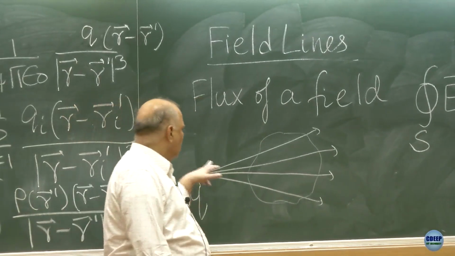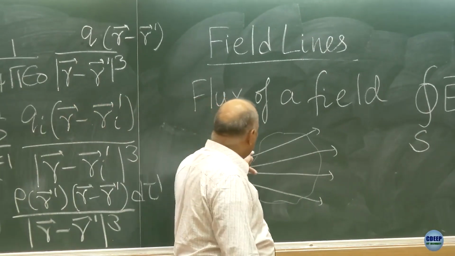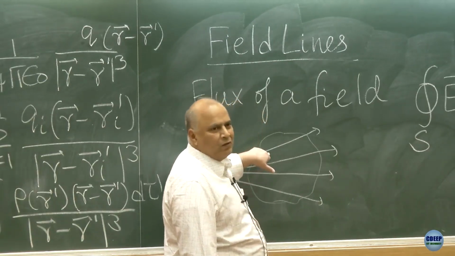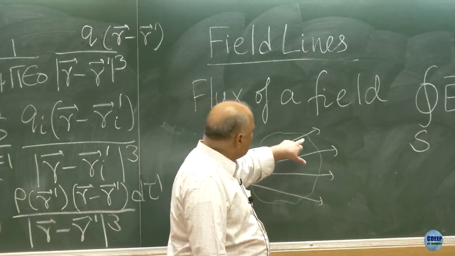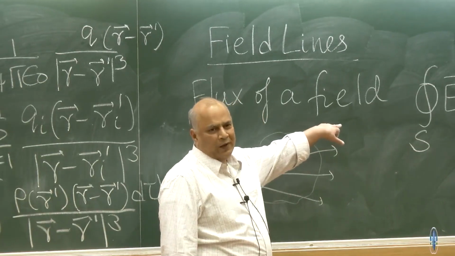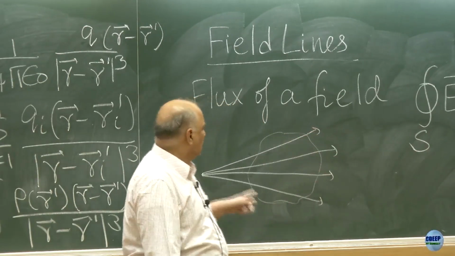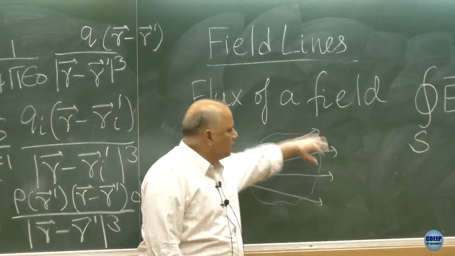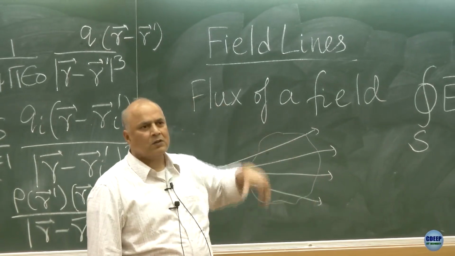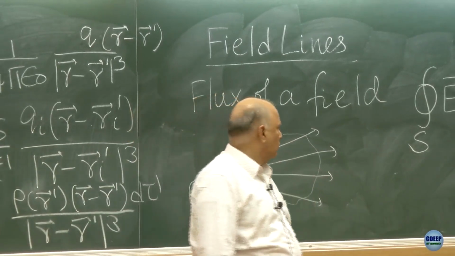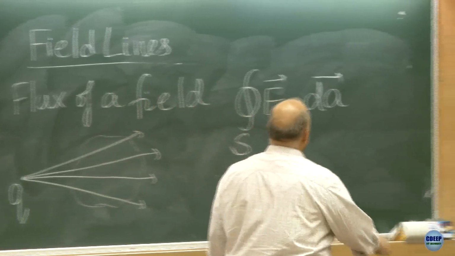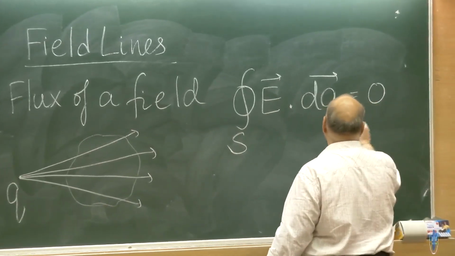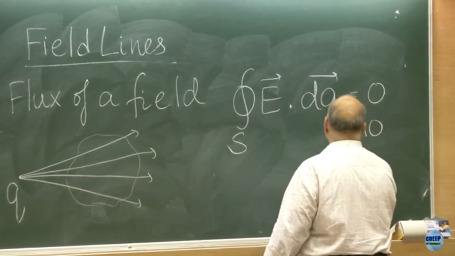And you note that every field line which penetrates the surface inward this way is penetrating it outward this way. So, the flux due to this charge over this closed surface is 0. So, this is 0 if there is no charge enclosed.